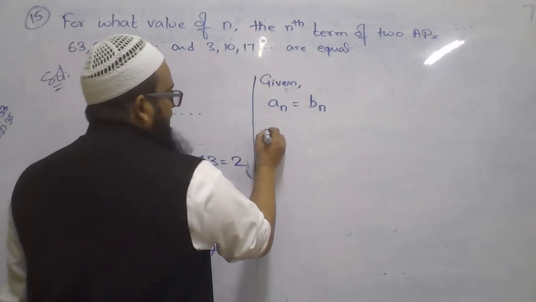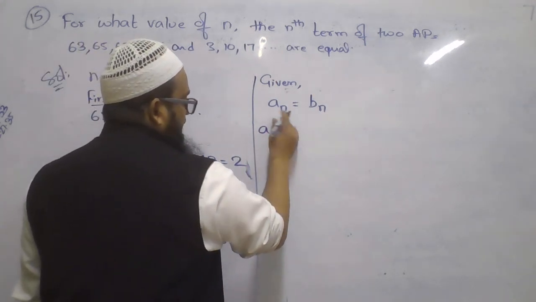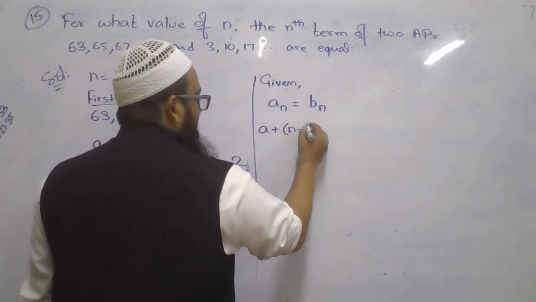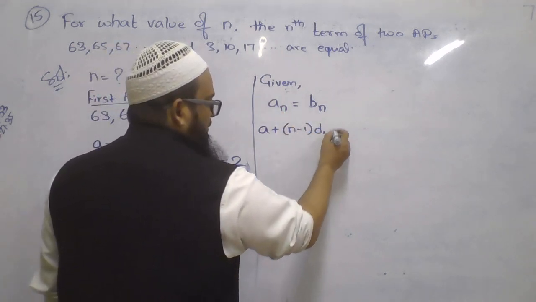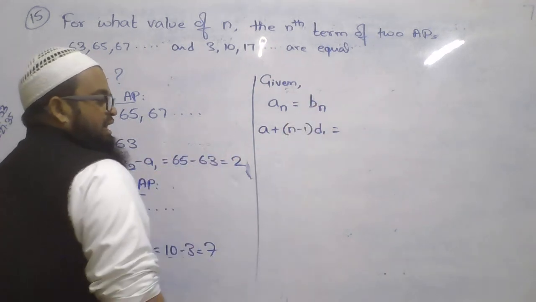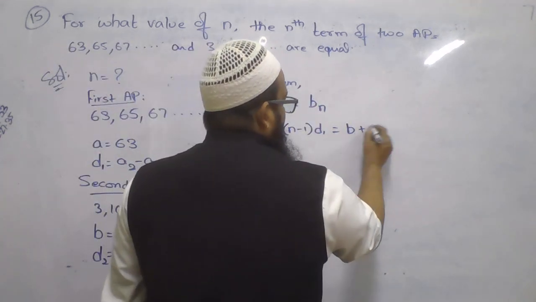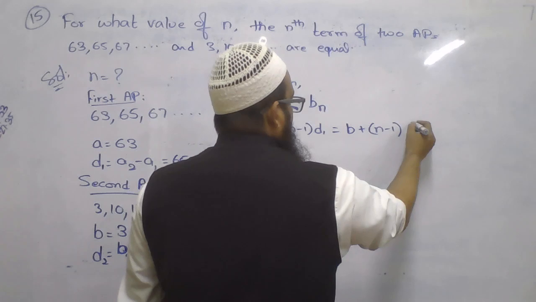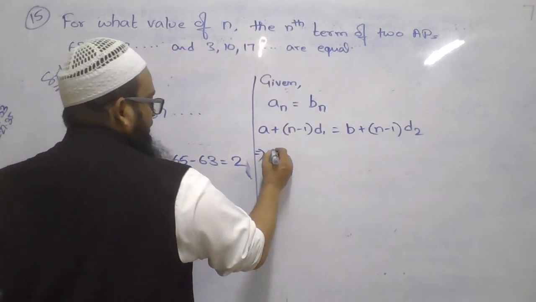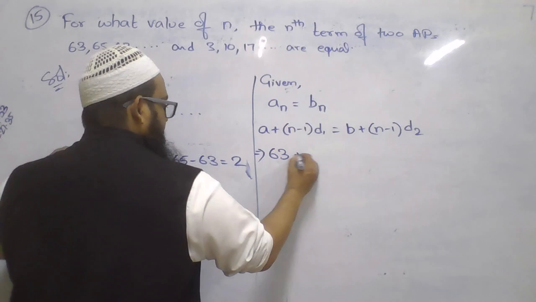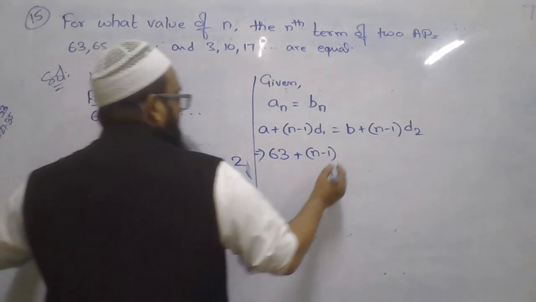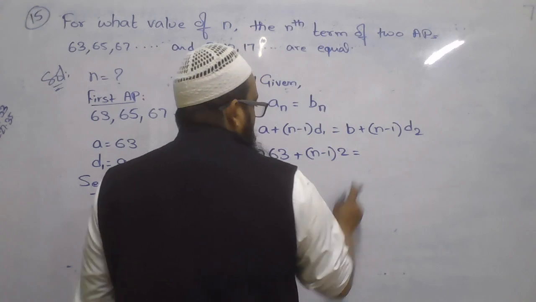So first term AP, how will you write? nth term of the first AP: A plus (n minus 1) into D1. That is equal to the nth term of the second AP: P plus (n minus 1) into D2. Now substitute the values. What is A of the first AP? 63 plus (n minus 1) into D1. What is D1? 2.